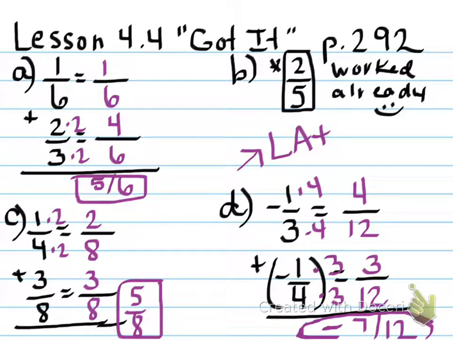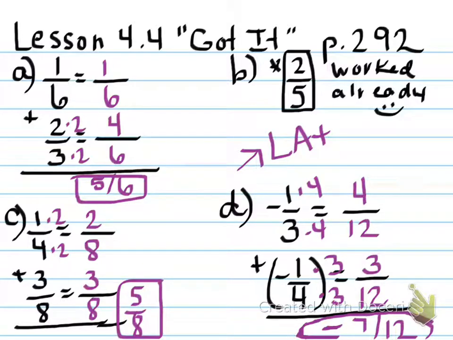Alright, now you can see Got It's A, positives, so change the denominators. You've got 5/6, no simplifying necessary. For B, that's the problem I worked on the previous page, and we got an answer of positive 2/5. For C, get common denominators. They're both positive. You've got an answer of 5/8, no simplifying needed.